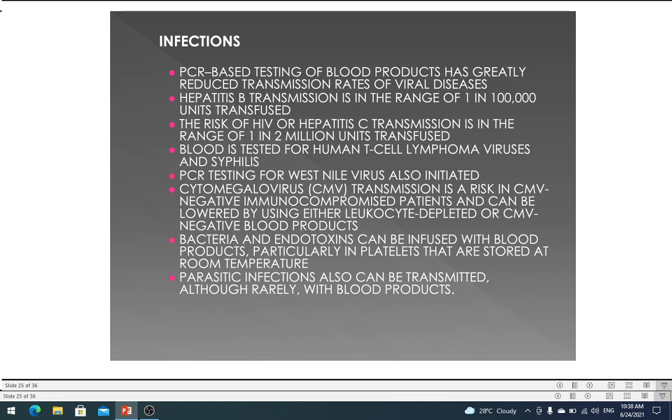Then I told you the recipient can get infections from the donor blood. Now, there is no need for me to go into detail. Obviously, if the donor has HIV, the patient can get HIV. If the donor has HCV or malaria, the patient can get it too. But you will screen for all this before you collect the blood from the donor.